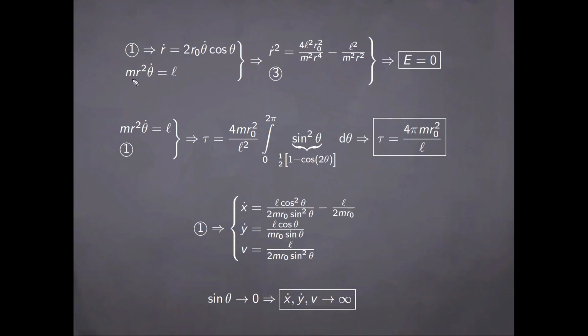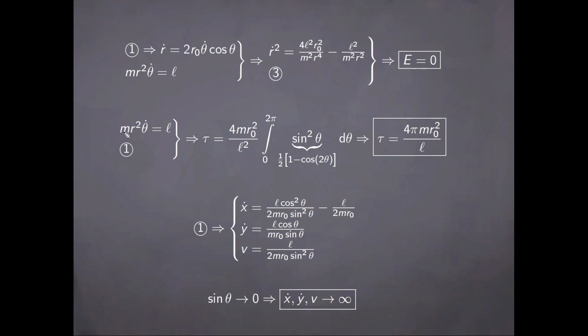Then by going back to equation 1, so to the orbit, if we just take its time derivative, we obtain the expression here. And then if we use this together with the conservation of angular momentum, we can write this equation for the square of the radial velocity. And this, together with our expression of the potential, leads immediately to the conclusion that the total energy in this case is 0.